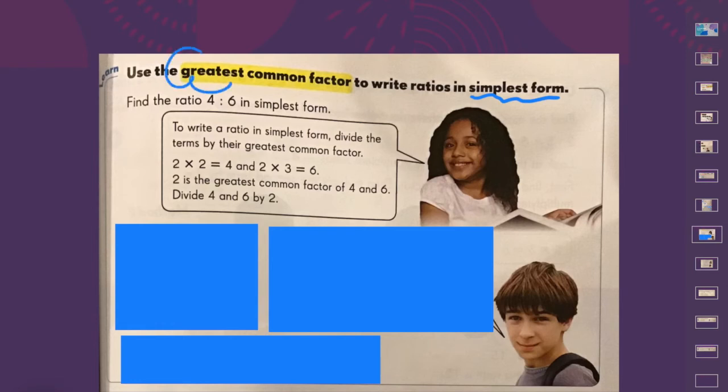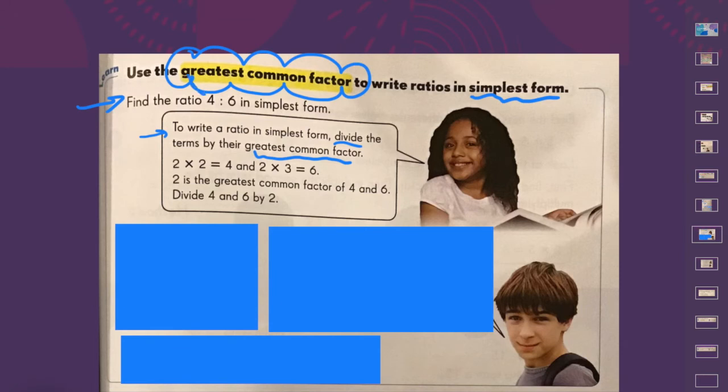To do this, we need to use the greatest common factor that the two terms share. So in this ratio, 4 to 6, we have two terms, 4 and 6. So here's our friend reminding us down here, to write the ratio in simplest form, you have to divide the terms by their greatest common factor. So let's do a little review here.